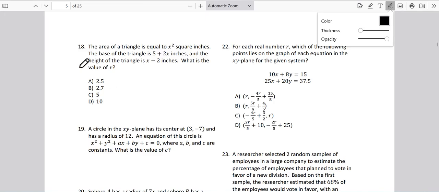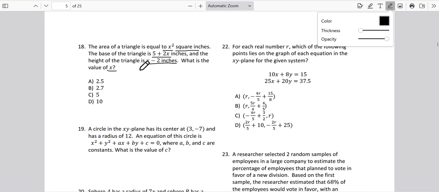Let's solve a hard SAT question. The area of a triangle is equal to x squared inches. The base of the triangle is 5 plus 2x inches and the height of the triangle is x minus 2 inches. What is the value of x?